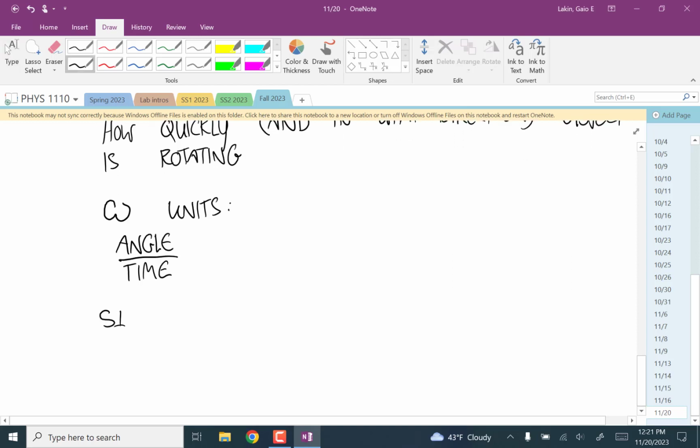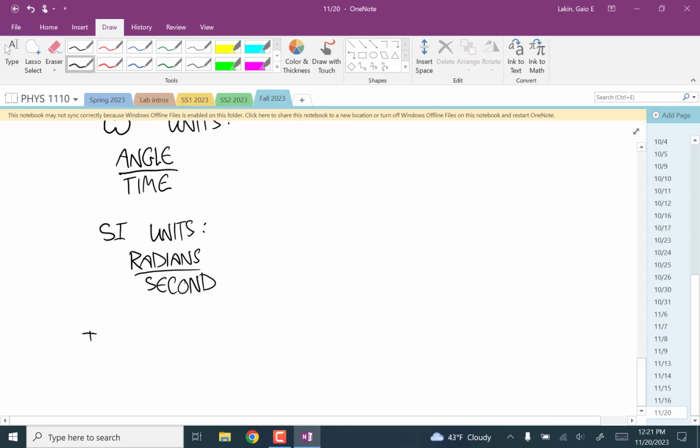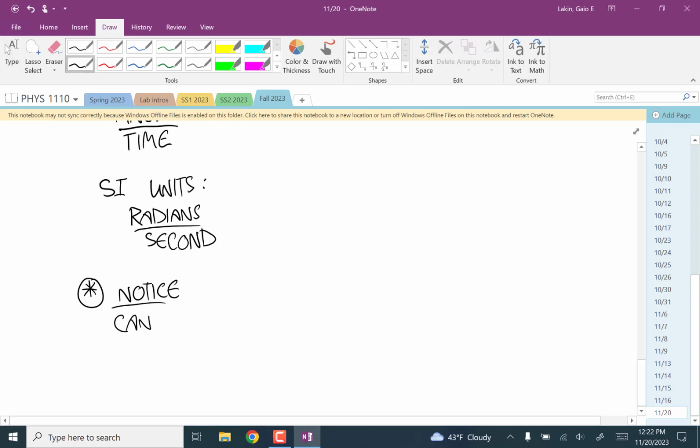So in SI units, this is radians per second. One thing I want you to remember about this is even though we're dealing with radians for this, you can just leave your calculator in degrees because we're not going to use any sines or cosines with these radians. Okay. So you can leave your calculators in degrees.